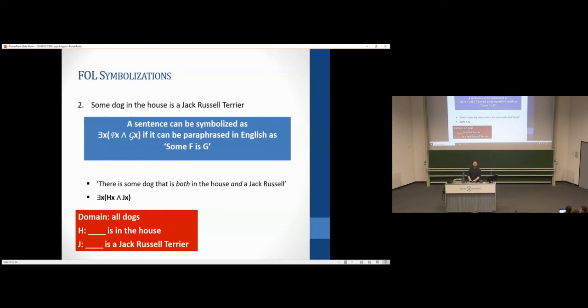In fact, more generally, the vast majority of the time, if you have a universal, it will go with a conditional. Alternatively, if you have an existential, it will go with a conjunction. Universals and conditionals go together. Existentials and conjunctions go together. That's the easy way to try and remember. Okay, so we did every and some.